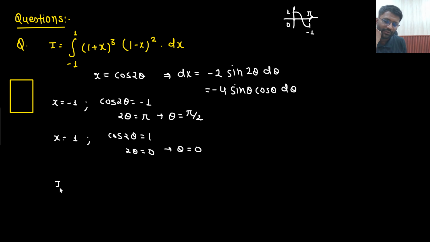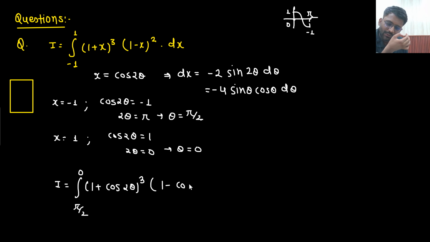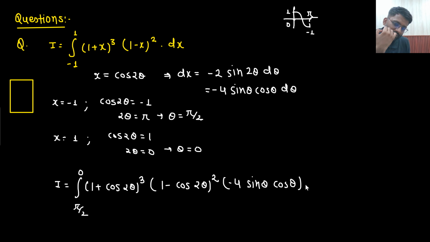So how would the limit go? The limit would go from, when x was minus 1, theta was pi by 2. When x is plus 1, theta is 0. From pi by 2 to 0, (1 plus cos 2 theta) whole cube, (1 minus cos 2 theta) whole square, multiplied with minus 4 sin theta cos theta d theta.